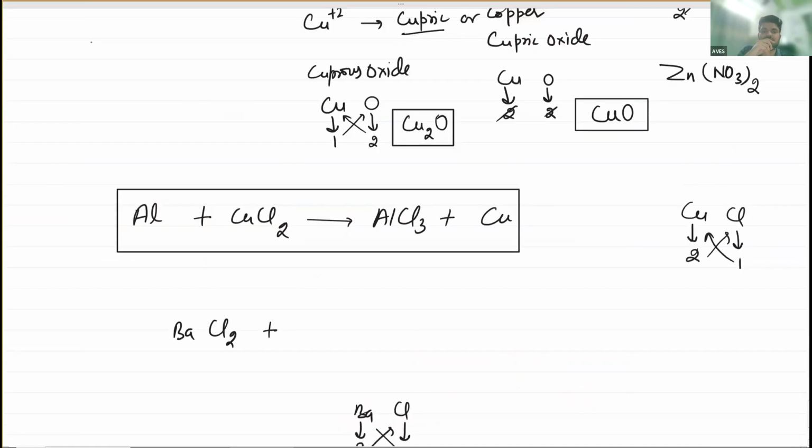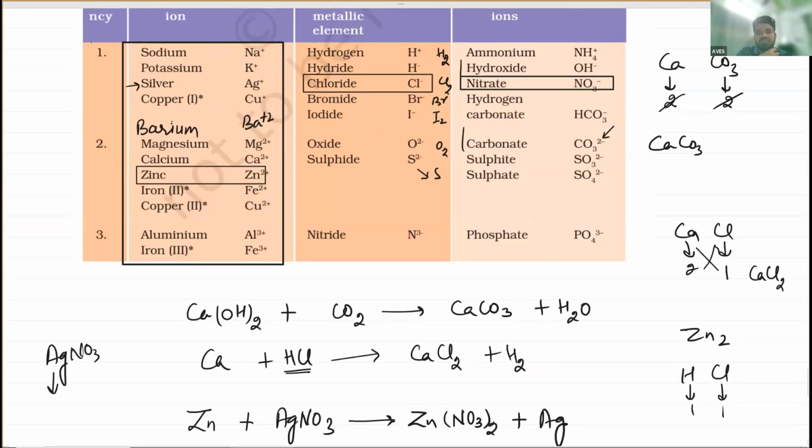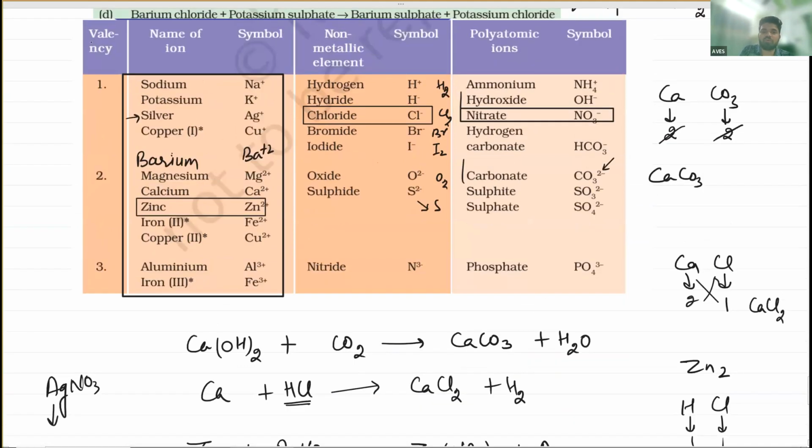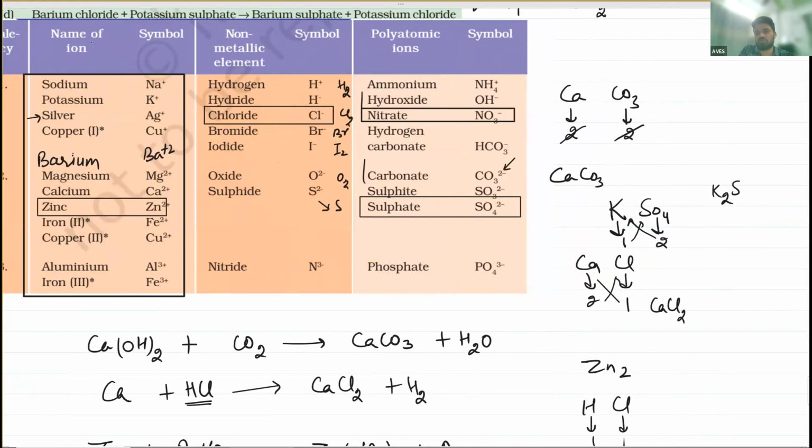What's the formula for the potassium sulfate? Write down the formula. K2SO4. Potassium is this one and sulfate is SO4. Sulfate ion is this one. So potassium has 1 and sulfate is SO4 with 2. Cross multiplying, we'll get K2SO4. So it is correct, K2SO4.